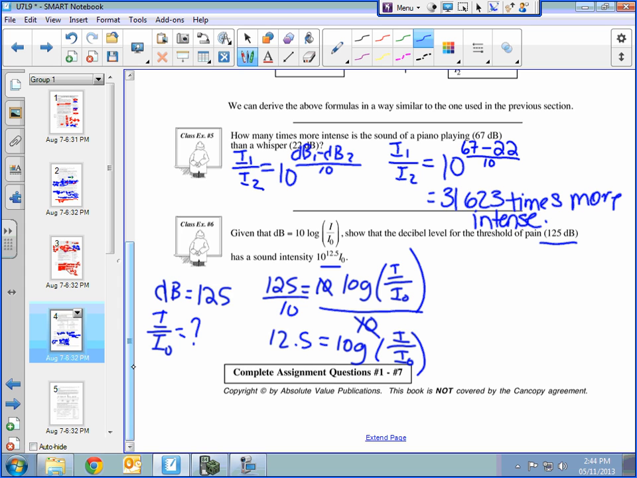Okay, I have 12.5 equals log of I over I naught. How do I solve for this? Change it to exponential. Okay, what's my base? If there's no base beside a log, what is it always going to be? 10. What is my exponent? 12.5. What's it equal to?